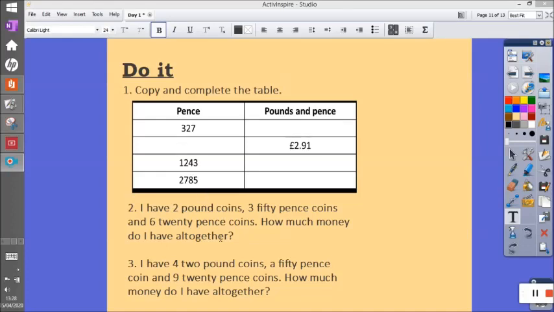For number 2 and number 3, I've written 2 word problems for you. The first one is: I have £2 coins, 3 50p coins and 6 20p coins. How much money do I have altogether? And number 3: I have 4 £2 coins, a 50p coin and 9 20p coins. How much money do I have altogether? You might find it easy to draw those out. You might like just to write the numbers, do some sorting into those whole pounds. It's completely up to you how you do it. But if you are struggling, please email me.